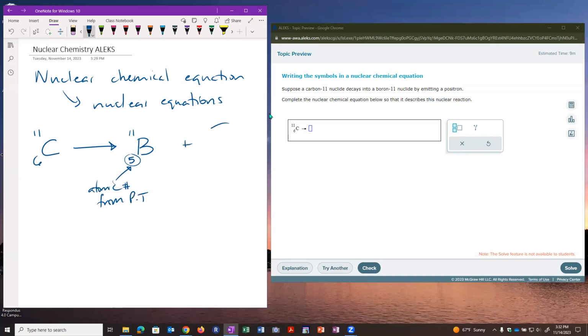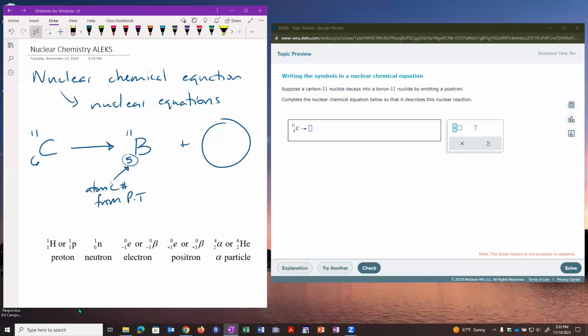So what I need to do now is figure out what the other thing is that is going to be produced, or in this case, emitted in this equation. It says that this is a positron that's being emitted. So what is the symbol for a positron? What is the mass of a positron? What is the number that goes in the bottom? All right, so we need to figure that out. If you look into the content for this week, we'll find the symbols for those. All right, and here we have several of them listed down here at the bottom.